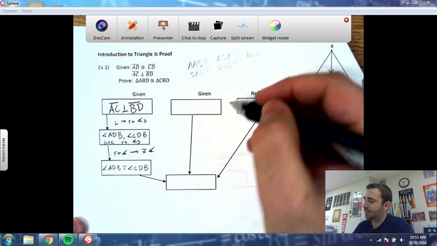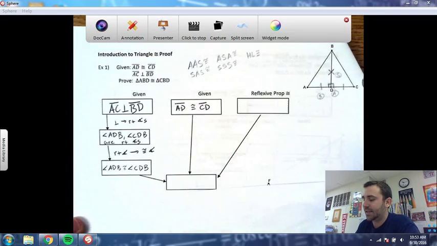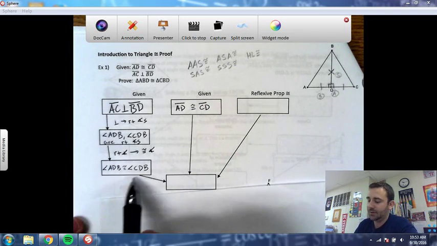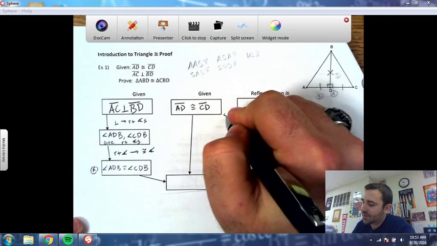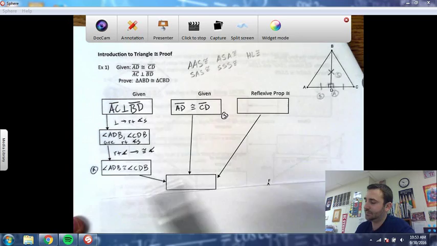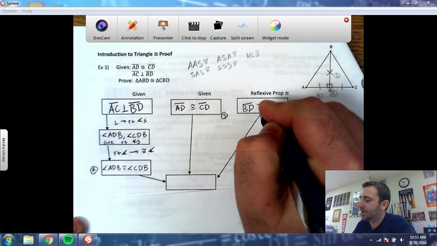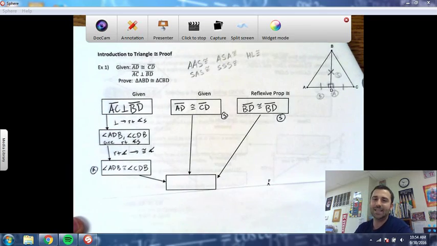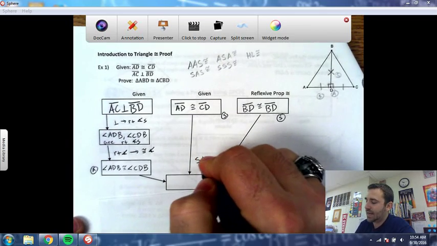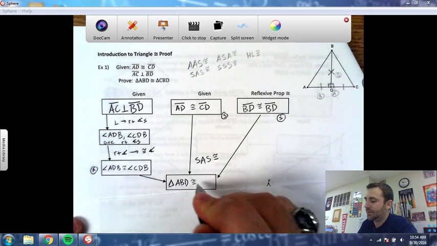So let's finish with another given. The other piece that's given is that segment AD is congruent to segment CD. Something I should have noted here: once we have that our angle is congruent, we mark that as our inventory, okay, there's the angle that we need. AD is congruent to CD, well, there's the side that we need. And then we know by the reflexive property of congruence that BD is congruent to BD. Again, there's the other side. And based on that picture, side-angle-side congruency tells us that triangle ABD is congruent to triangle CBD.